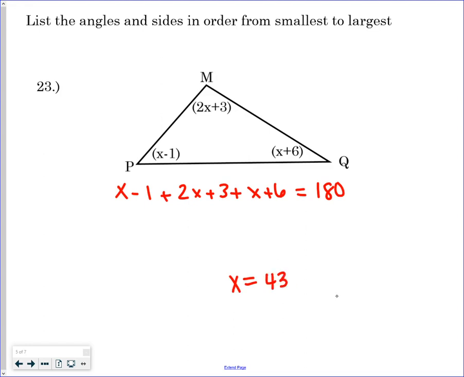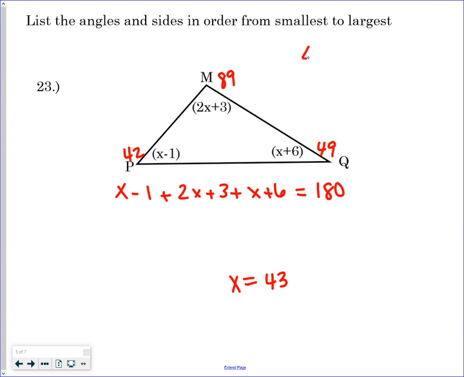X is 43. Everybody take your time and get there. I'll wait for you. If you don't get 43, tell me. I'll help you. Anybody struggling with the 43 part? Okay. So we need to find each of those angles then. So what's angle P going to be? 42. What about M? 89. Q? 49. Very good.